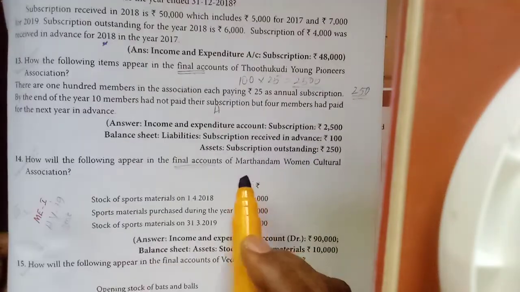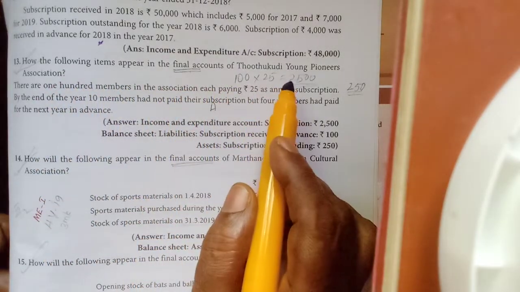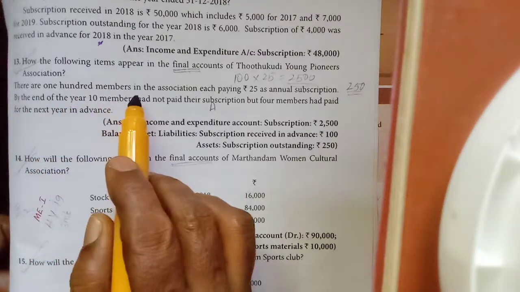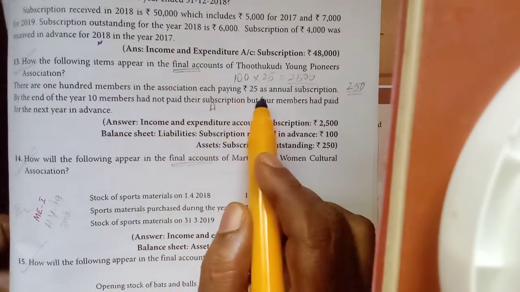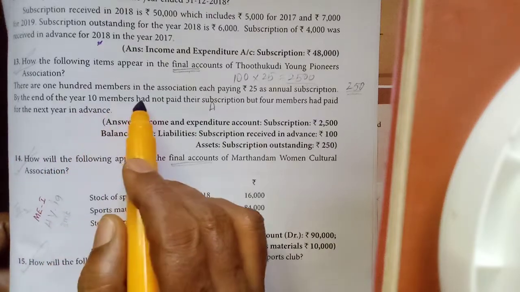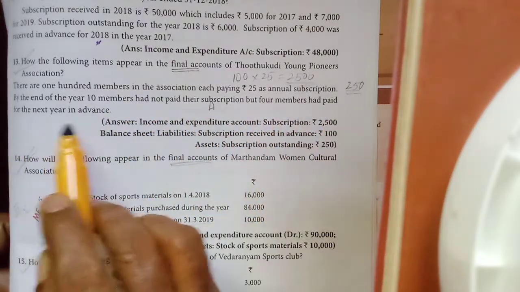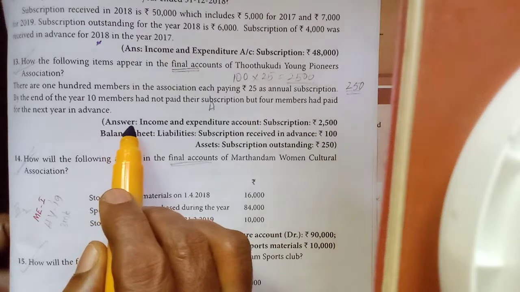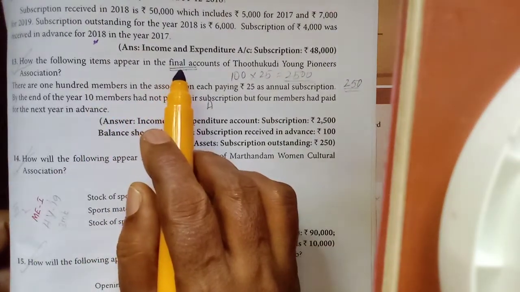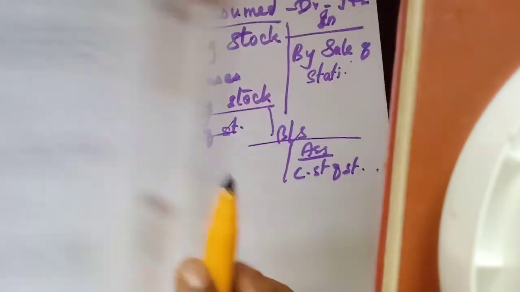Exercise 13. How the following items appear in the final accounts of Thuthukudi Young Pioneers Association. There are 100 members in the association, each paying 25 rupees as annual subscription. By the end of the year, 10 members had not paid their subscription, but 4 members had paid for the next year in advance. So we should show how this will appear in the final accounts, in both the income and expenditure account and the balance sheet.